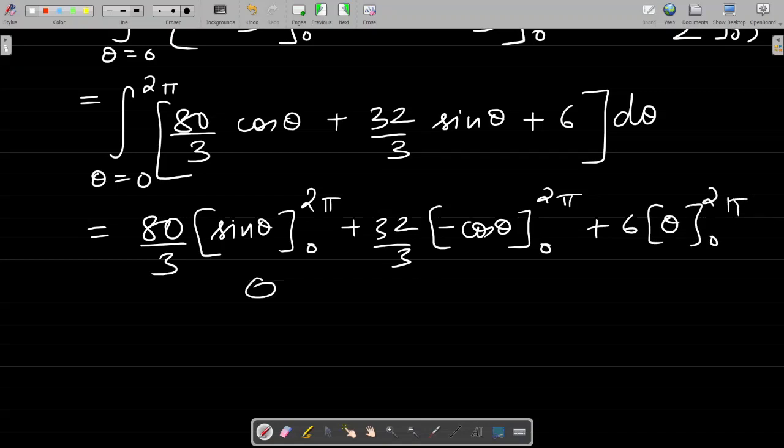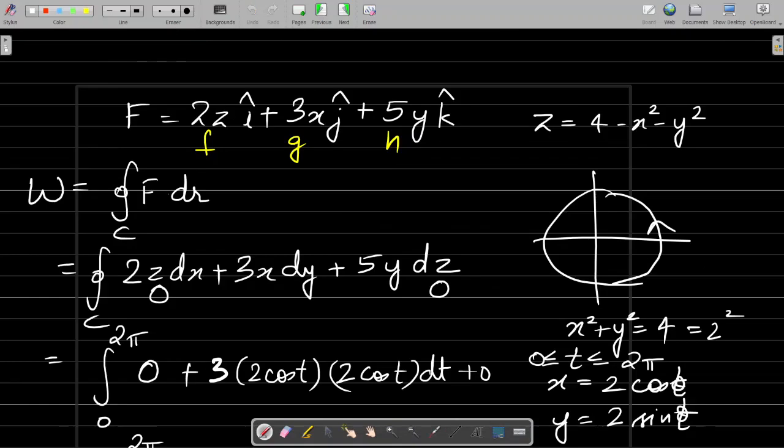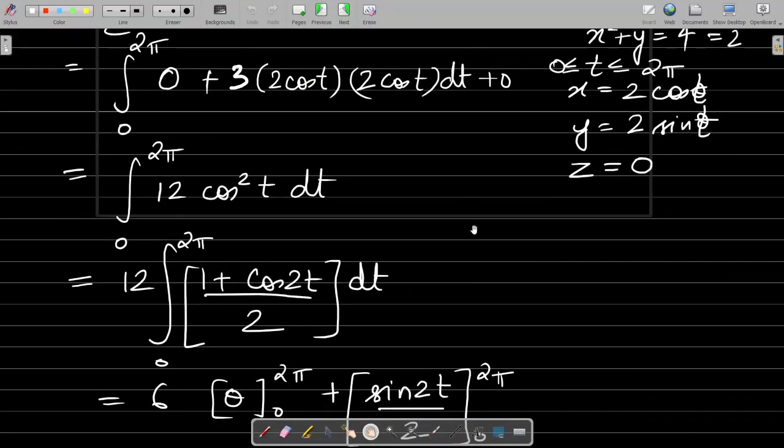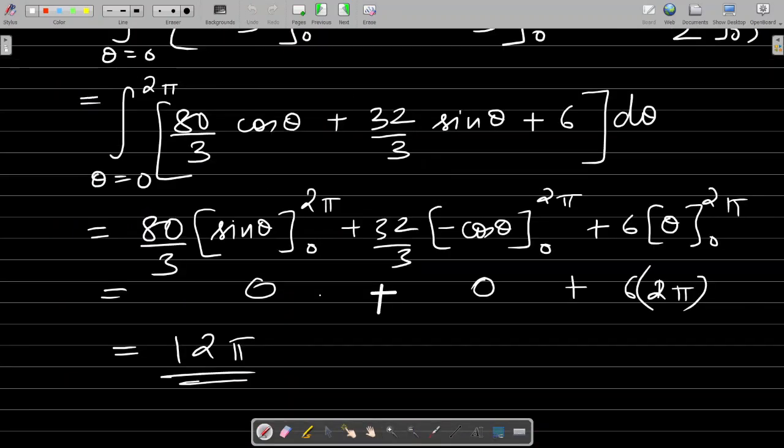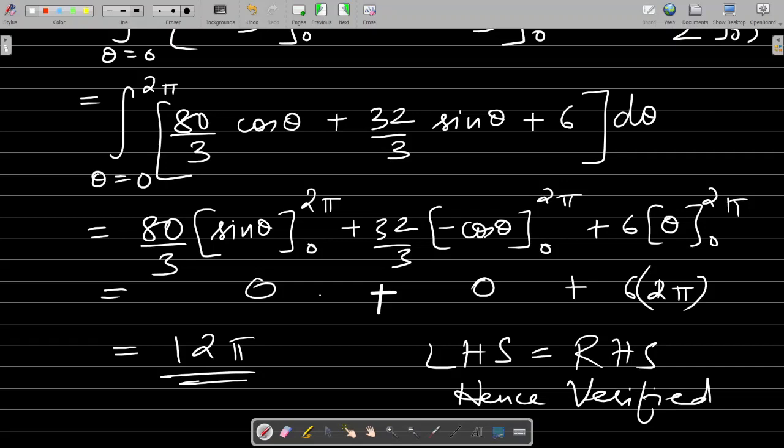Now these terms will be 0, right? Because we are integrating over an interval 0 to 2 pi, and you know sin theta is periodic with period 2 pi. So here you will be having 6 into 2 pi. So the final answer is 12 pi. And when we evaluated it directly, there also we got the final answer 12 pi. So we can conclude, hence LHS equal to RHS, hence verified. So we have verified the Stokes theorem here. Okay, thank you.